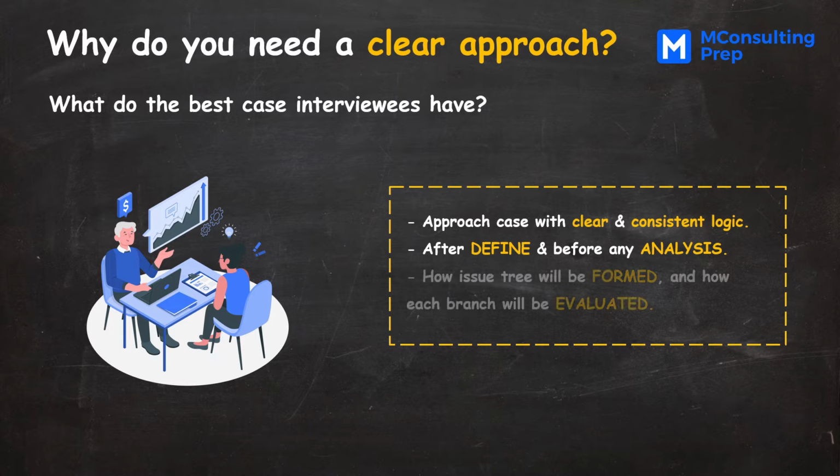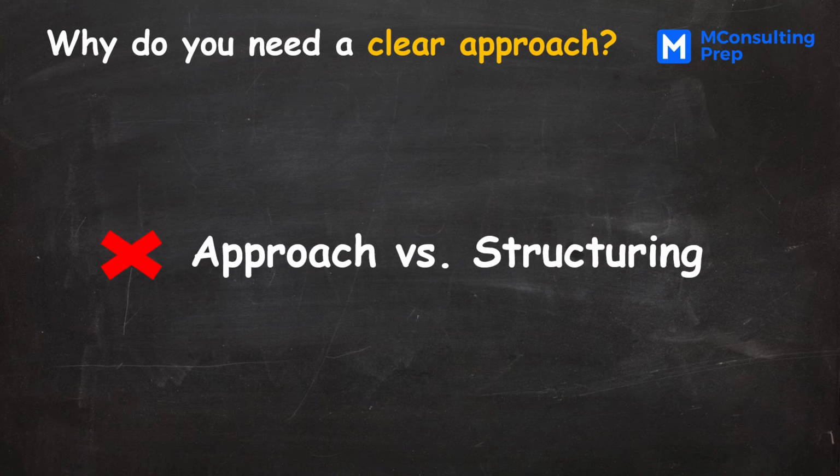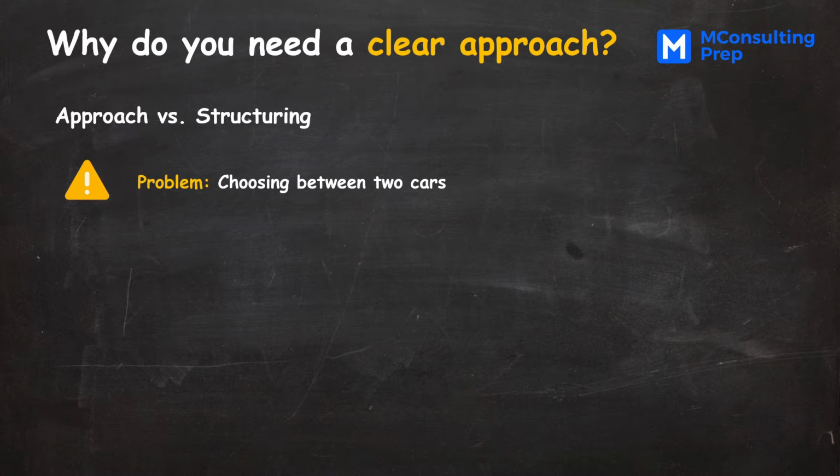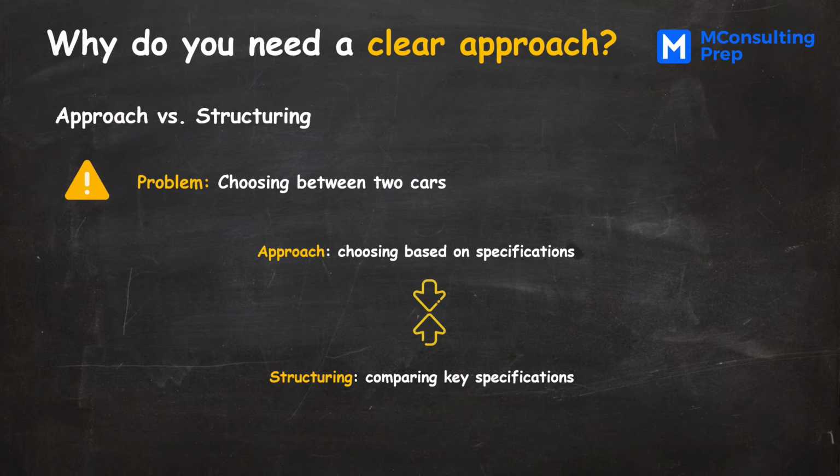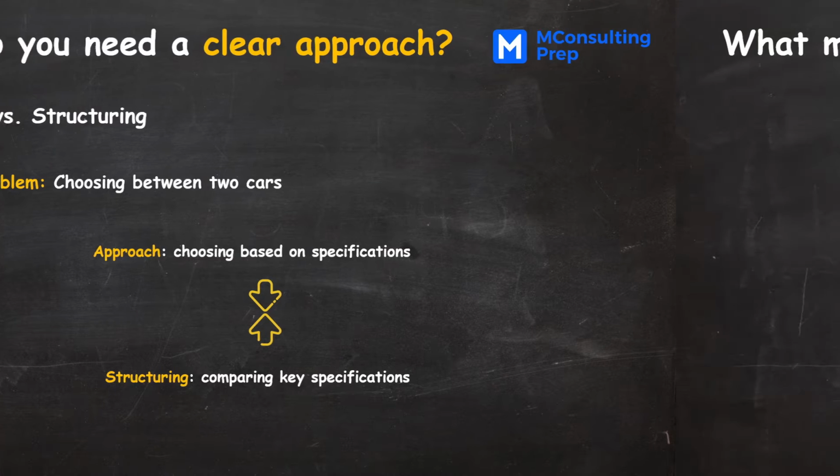Ideally, the approach will describe how the issue tree will be formed, and how each branch in the issue tree, that is, each hypothesis, will be evaluated and tested. Do not confuse this step with structuring, that is, laying out the issue tree. To put this in perspective, if your problem is choosing between two cars, the former will be similar to stating that you will choose on specifications, while the latter is laying out key specifications to compare the two cars. Making this approach step explicit will help both you and the interviewer establish and align a consistent logic with which to approach the problem.